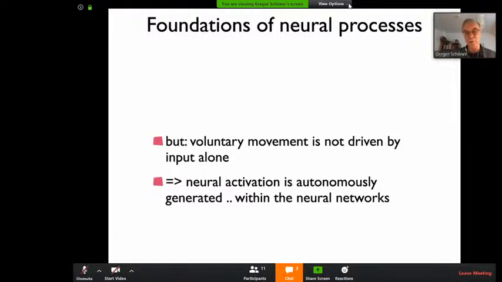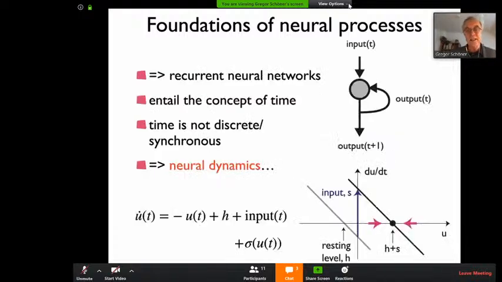And we talk about neural activation being autonomously generated, that is being generated within the neural network and not caused by some external stimulus. A feed-forward neural network doesn't do anything unless it gets input. But for voluntary movement, that isn't quite right. And so the idea there is that you could have recurrent neural networks that have loops. And recurrent neural networks, as I'll show you now, can actually generate activation without input, or not exclusively, so not purely based on input.